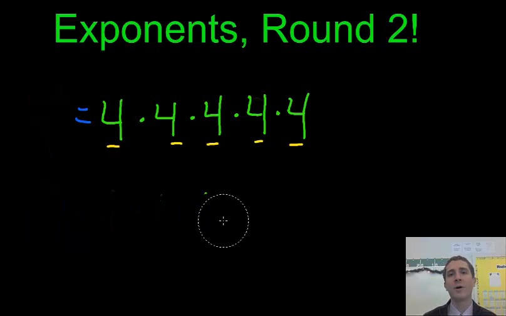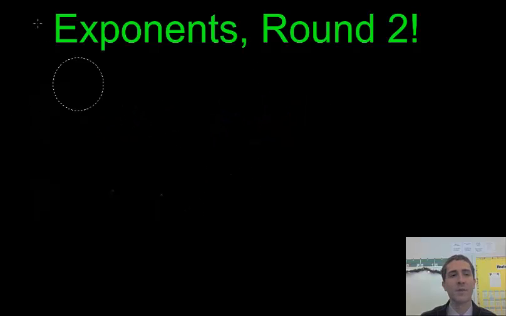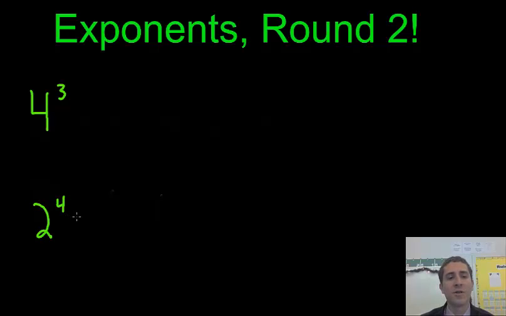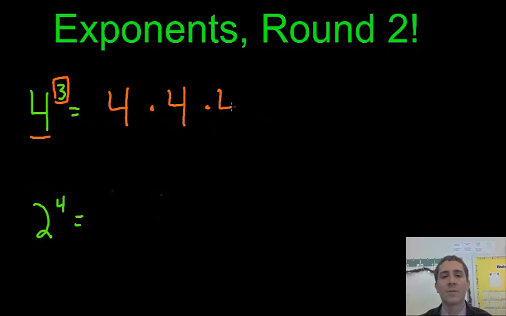Now I'm going to put a few up on the screen for us to solve and actually find the answers to. So let's look at, let's say, 4 to the 3rd power and 2 to the 4th power. And let's try to solve those together. So the first thing I do before I solve it is I need to expand my problem out. So my first one, I'm going to take 4 and multiply it 3 times. So 4 times 4 times 4.